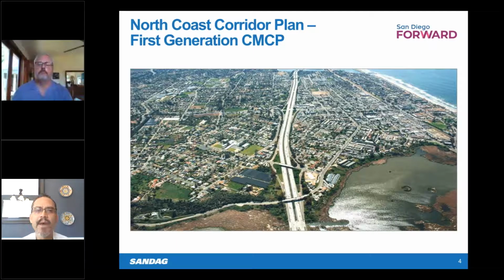An example of past corridor plans that we've done is, of course, the I-5 North Coast Corridor, a very multimodal approach with not only the freeway improvements, but improvements of the coastal rail corridor and the coastal bikeway corridor, as well as the local street and road connections that bring everything together.